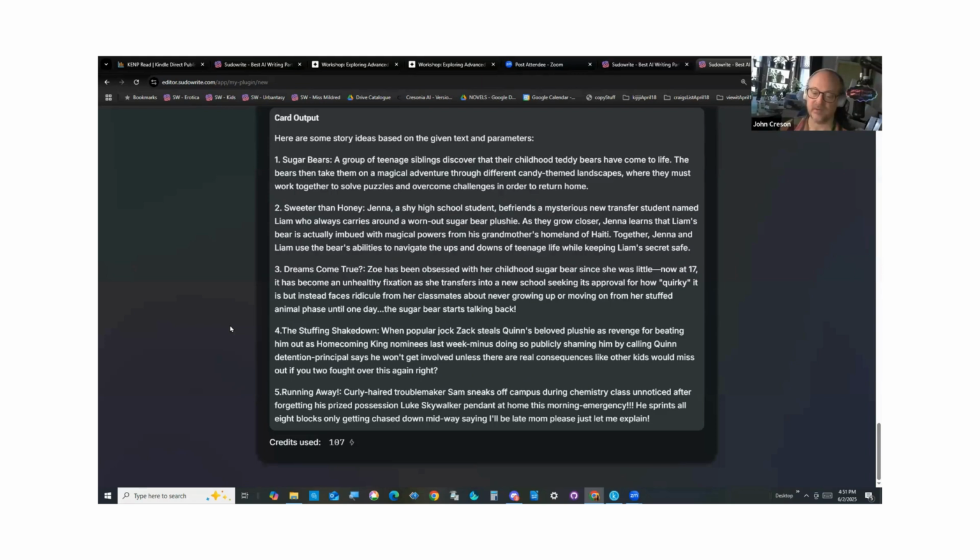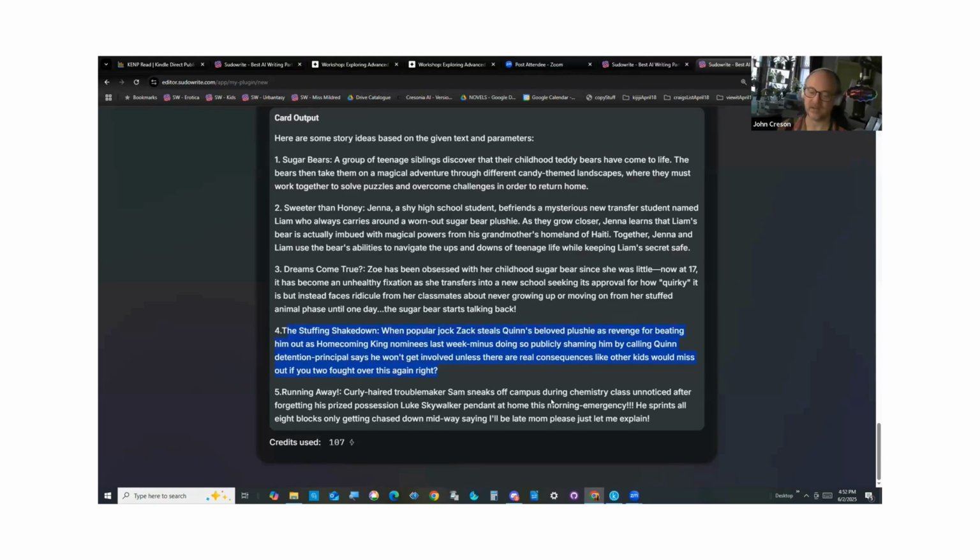The stuffing shakedown. When popular jock Zach steals Quinn's beloved plushie as revenge for beating him out as homecoming king nominees last week, and does so publicly, shaming him by calling him Quinn detention, the principal says he won't get involved unless there's real consequences. Like other kids would miss out if you two fought over this again, right? What?